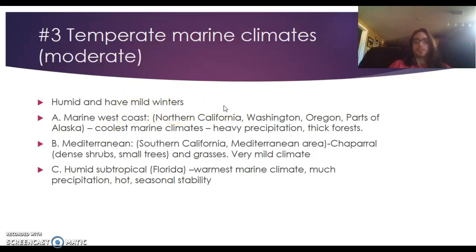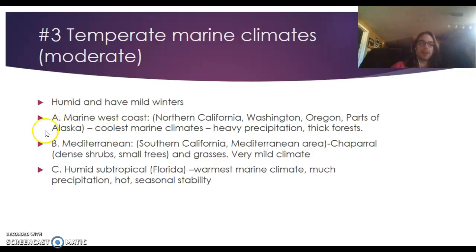They have a lot of heavy precipitation and very thick forests. So just remember that Marine West Coast is all of those states. That's a good area. And then heavy precipitation, thick forests, and very cool marine climates.